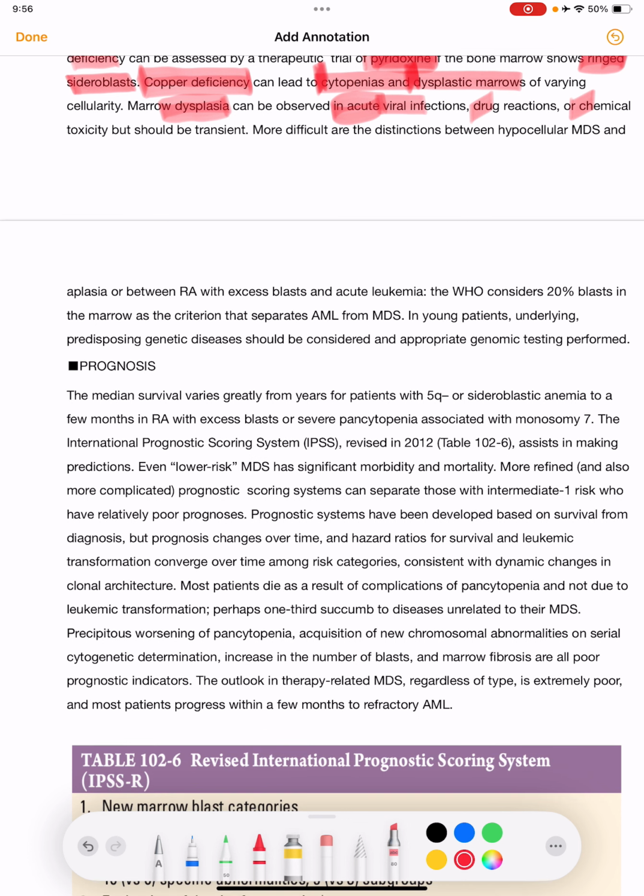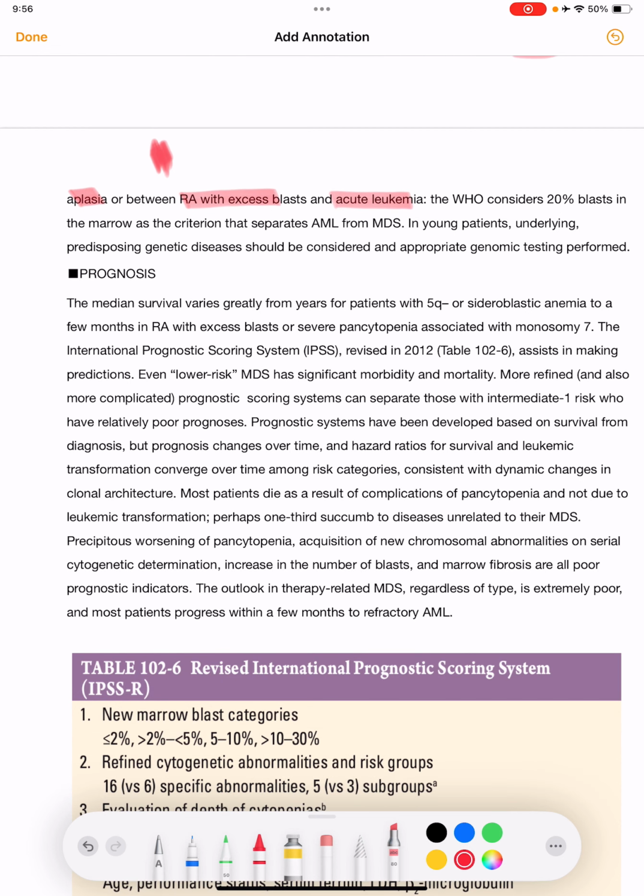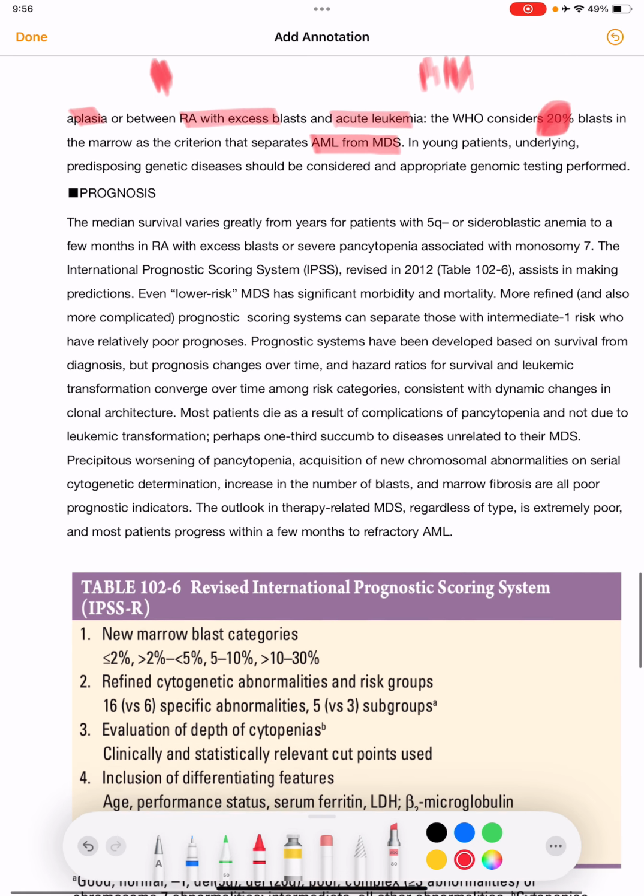And more difficult is the distinction between hypocellular MDS and aplasia, whether it is aplastic anemia or hypocellular MDS, and between refractory anemia with excess blast and acute leukemia. This is because the WHO considers 20% blast in the marrow as the criterion that separates AML from MDS. So MDS is 5 to 19%. If it is 20% blast, this separates AML from MDS.